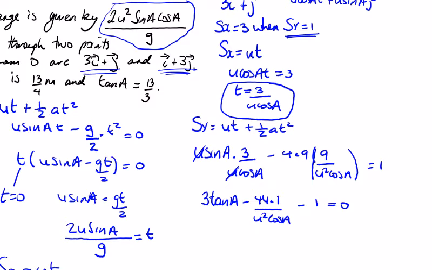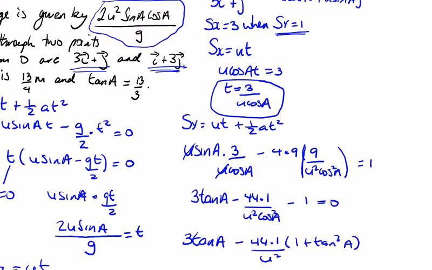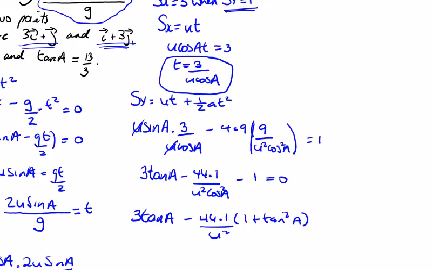So I may as well bring in that u squared, the 1 over cos squared alpha is equal to 1 plus tan squared alpha. So the cos squared part I left out. Just be careful not to leave these squares out. So 3 tan alpha minus 44.1 over u squared by 1 plus tan squared alpha, minus 1 equals 0. So that we have 2 unknowns here. We're going to need 2 equations, so that's where the second point will come in.